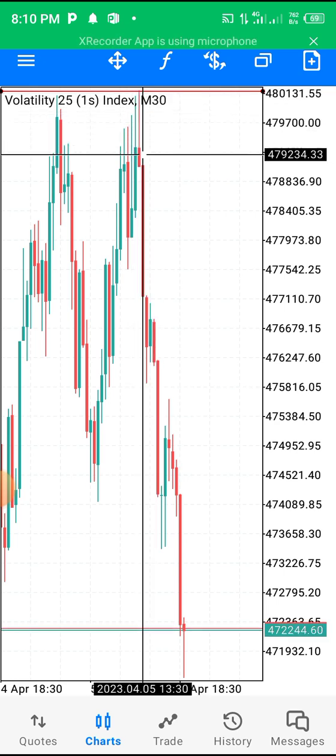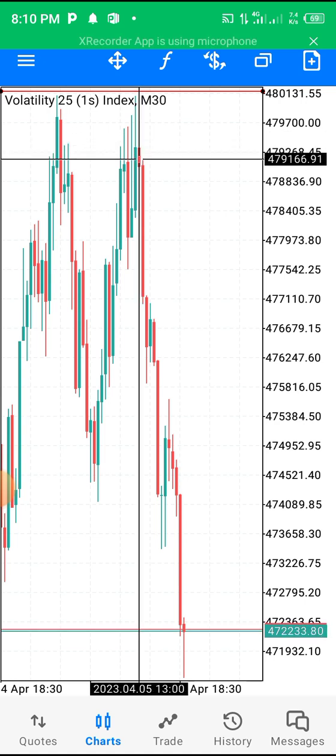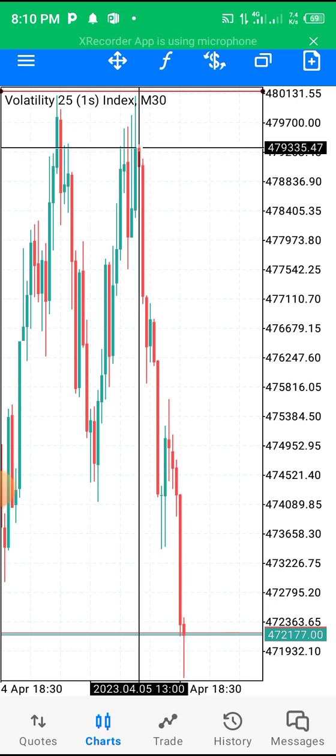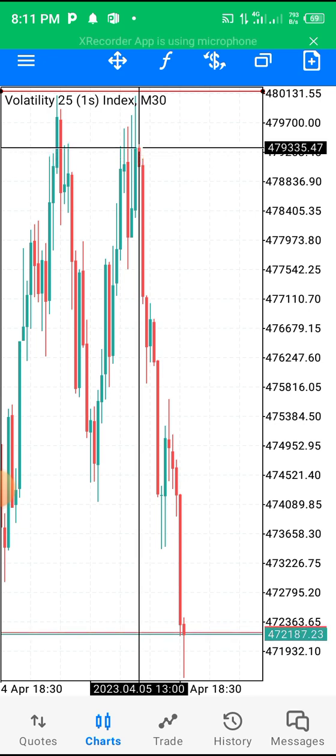I had to wait for the first 30-minute candle to start forming again. Okay, this was the first candlestick I didn't take the trade from. This is where I took my entry. This was my entry here. I had to wait for this particular candle to close.